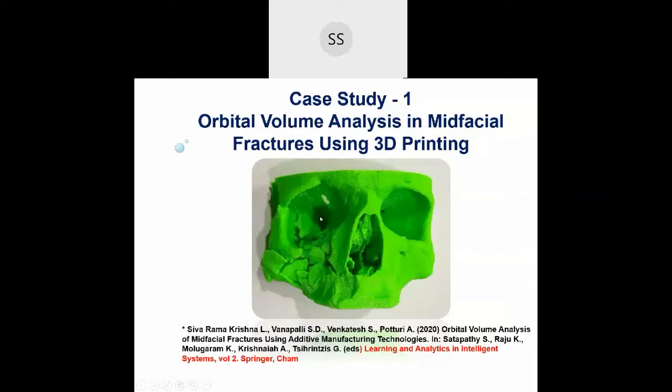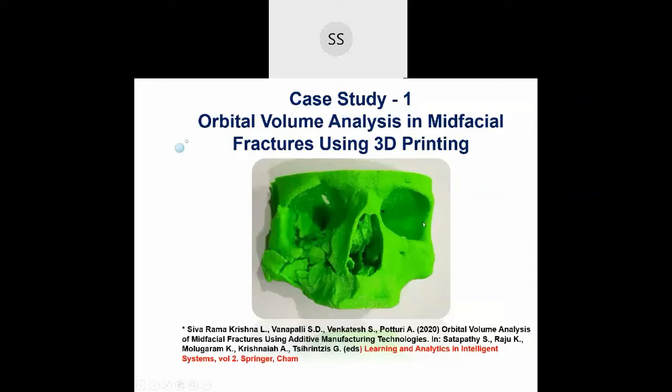So the doctor has to restore it by joining all these parts. He will be able to perform the operation, joining this, and after 3 months you will observe how this volume has been restored. So we go again: you take a CT scan and find out. You compare this one with the unfractured side.